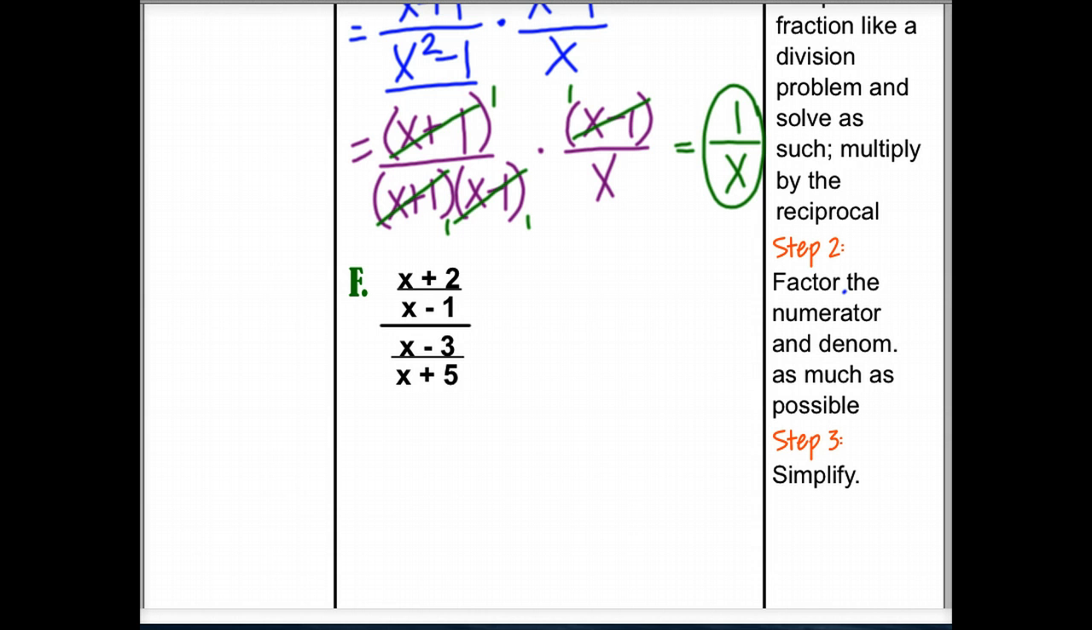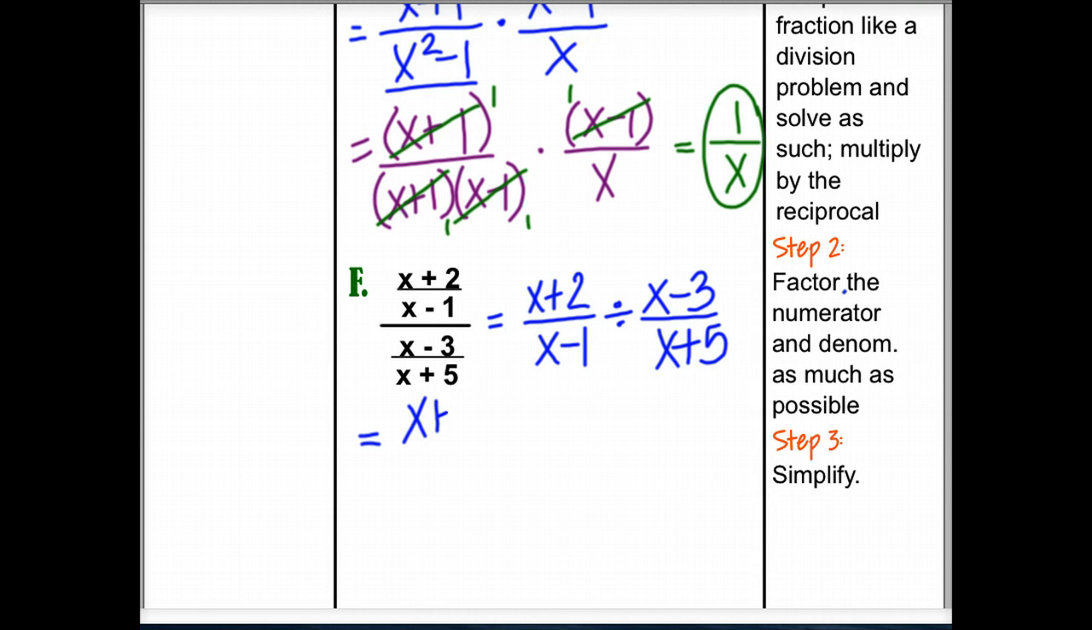Moving on to example F. I have x plus 2 over x minus 1 divided by x minus 3 over x plus 5. First I'm going to rewrite this horizontally. And then I will rewrite it by multiplying by the reciprocal.